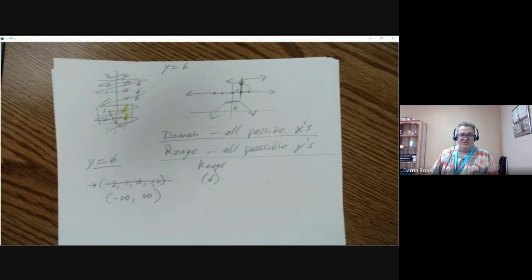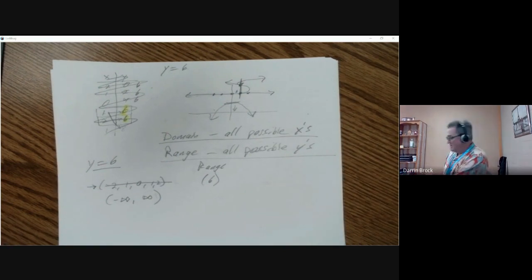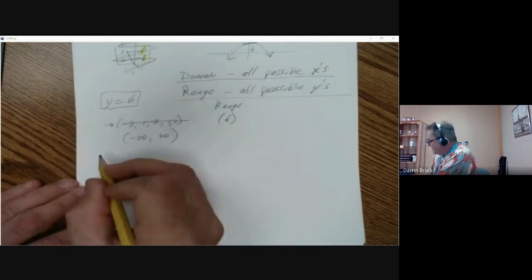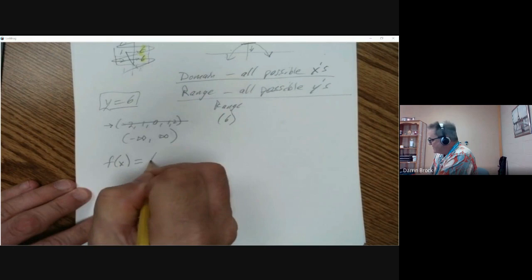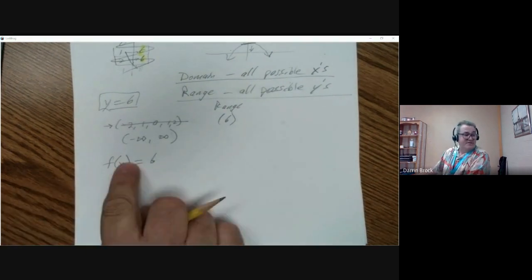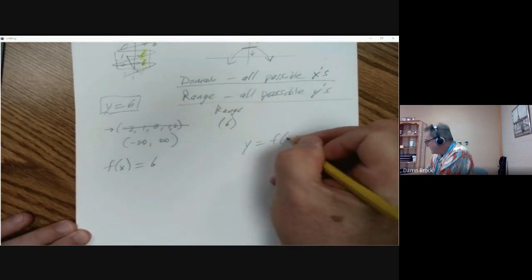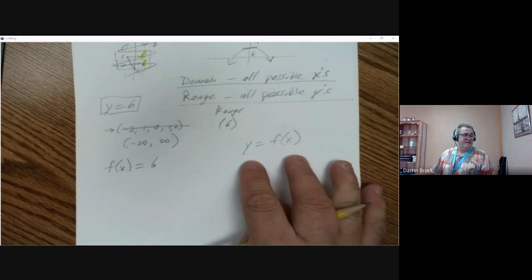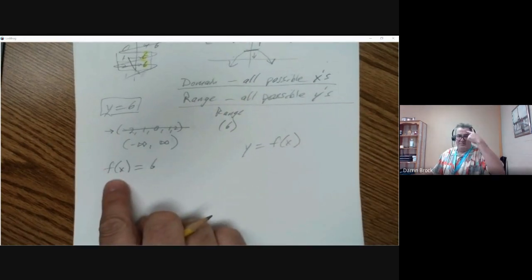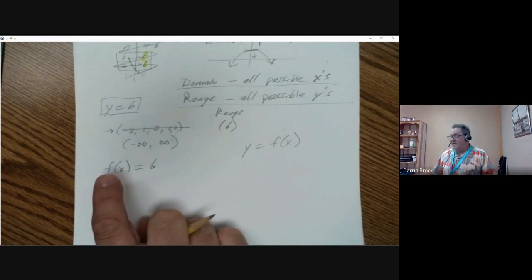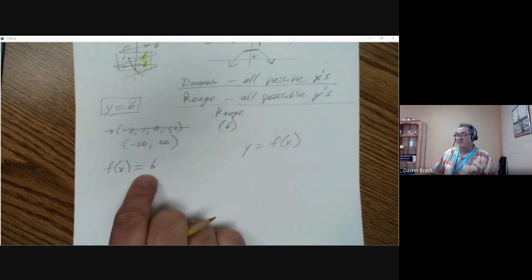Domain and range. So this lesson goes over domain and range. We also talk about function notation. Since we're talking about functions, if we write this in function notation, we would write it f of x equals 6. That's function notation, where we take the y and we replace it with f of x. They mean the same thing. When you see f of x, think y. Y equals 6 means the same thing. But this is in function notation. That's how we write it as a function. f of x equals 6.